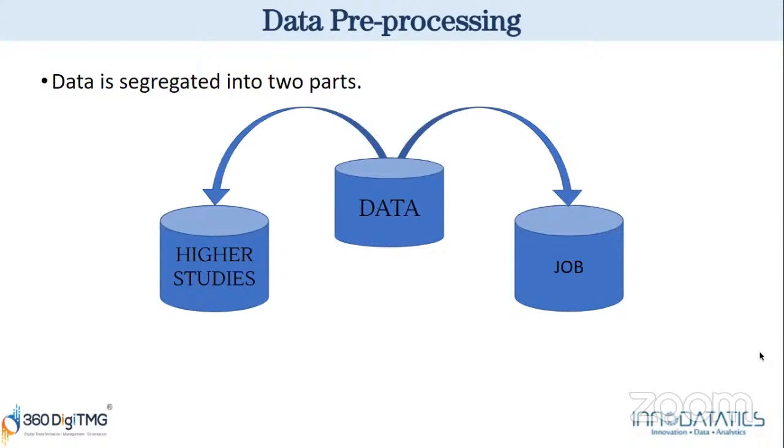Today, we have obtained data from pre-processing. Further, we separate it into two data sets, job and higher studies. For job, we have considered UG stream, specialization, interest, and skills. For higher studies, UG stream, specialization, and interest. Based on this, we have recommended job and higher studies accordingly.